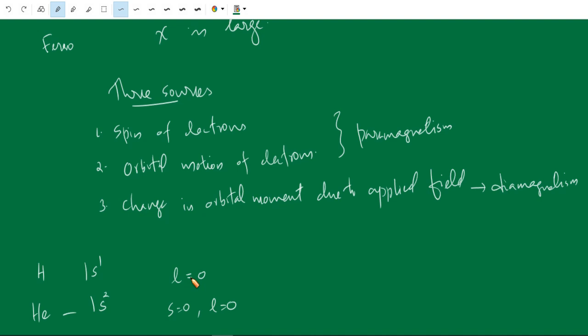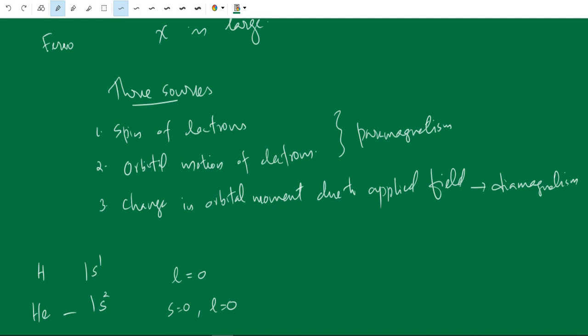No paramagnetic contribution. For all filled shells, the spin and orbital momentum are 0. Therefore, the corresponding magnetic moment is also 0. So only diamagnetism exists for filled shells. In this video, I'll be talking about diamagnetism, especially Langevin diamagnetism.